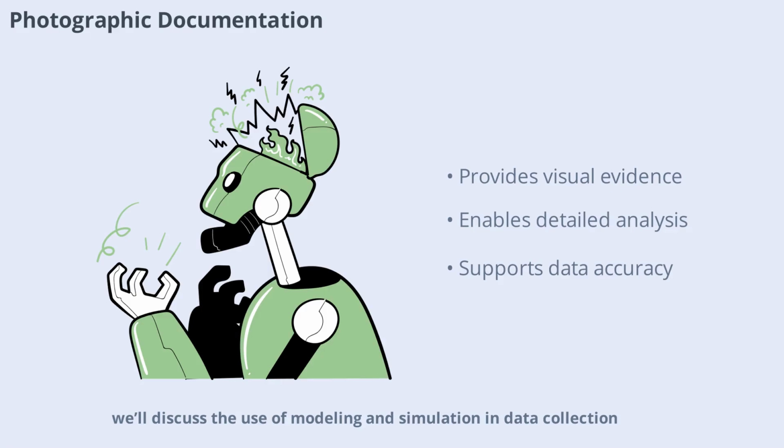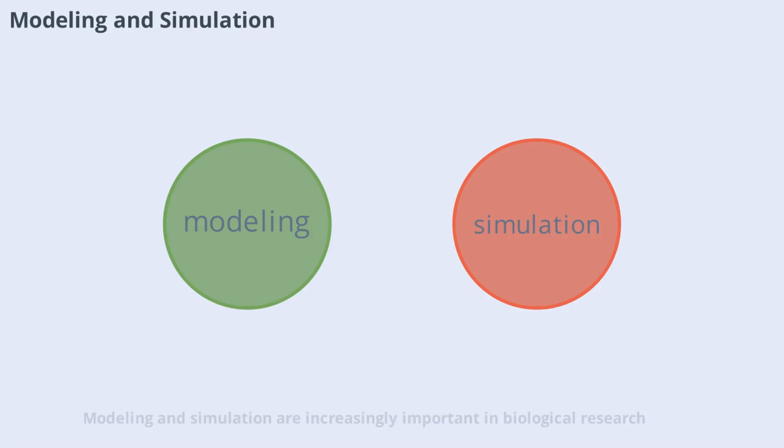Next, we'll discuss the use of modeling and simulation in data collection. Modeling and simulation are increasingly important in biological research. By creating mathematical or computer models, scientists can simulate biological processes and predict outcomes.